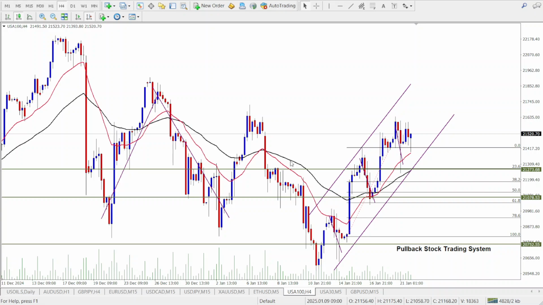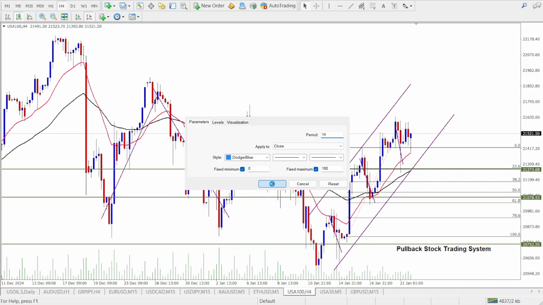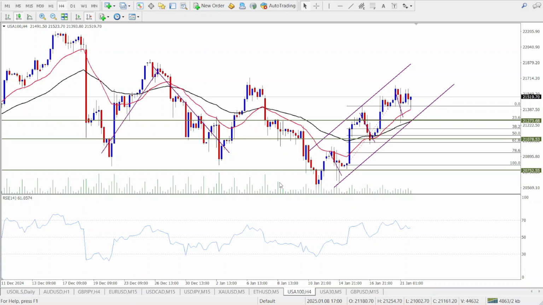You can complement your analysis with indicators like the RSI, the relative strength index, or the stochastic oscillator, whichever one you prefer. These tools can signal when the pullback is losing momentum and the trend is likely to resume.